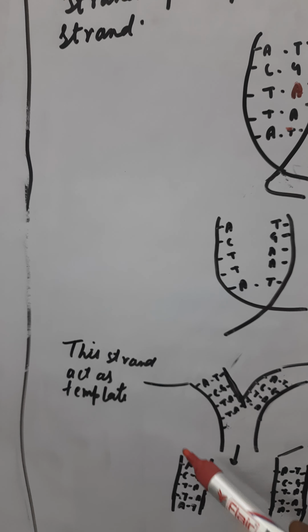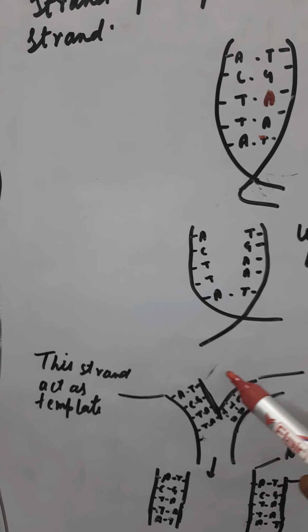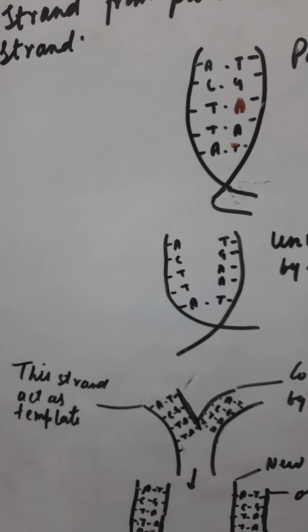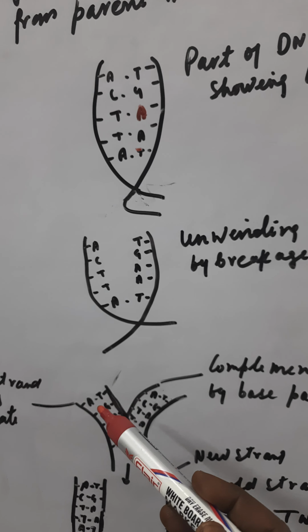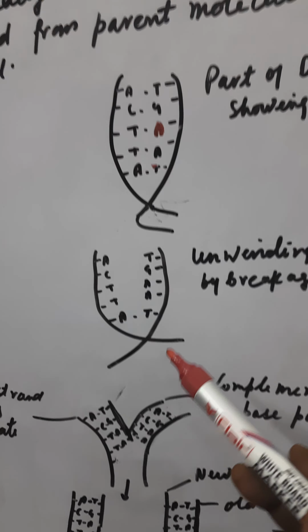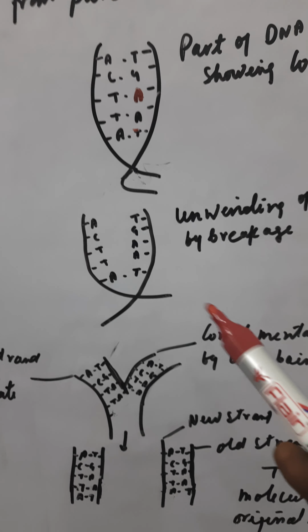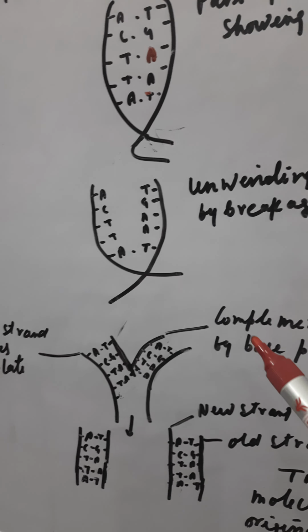Suppose this strand is acting like a template, and ultimately complementary base pairing will be done. Here the complementary bases get attached by base pairing. There will be base pairing according to the complementary strand. How is this base pairing done? You have already read that adenine pairs with thymine and cytosine with guanine.